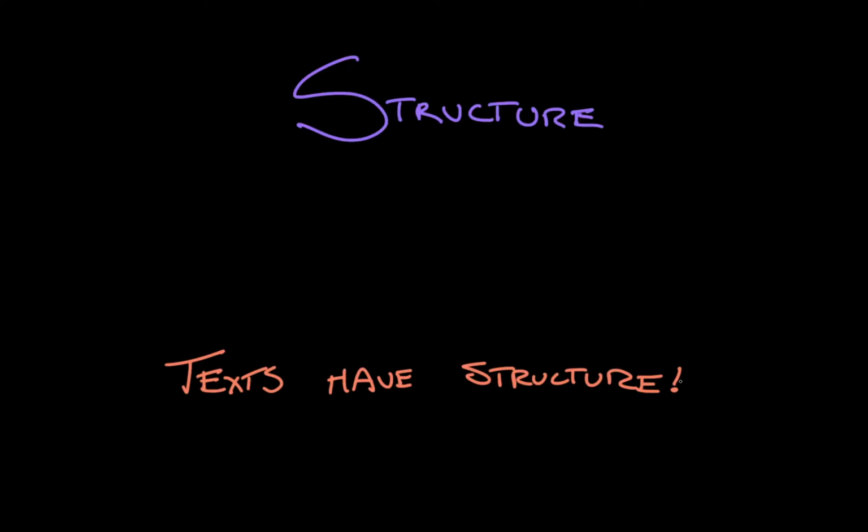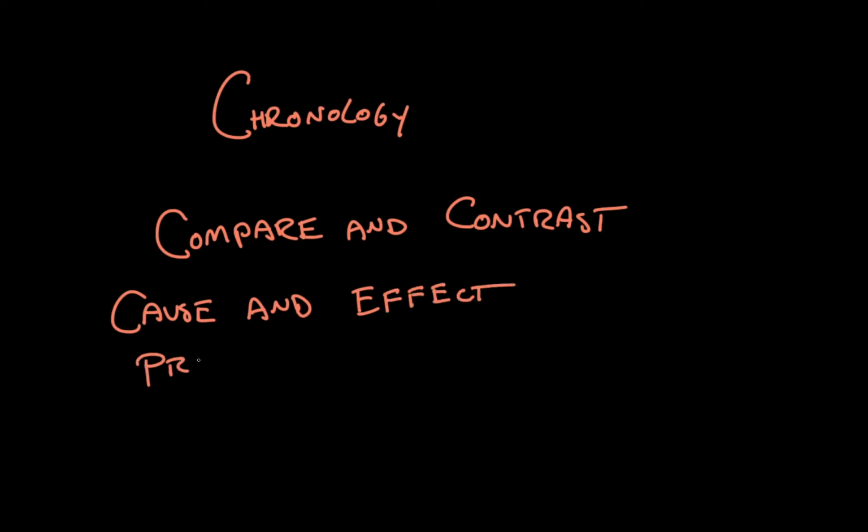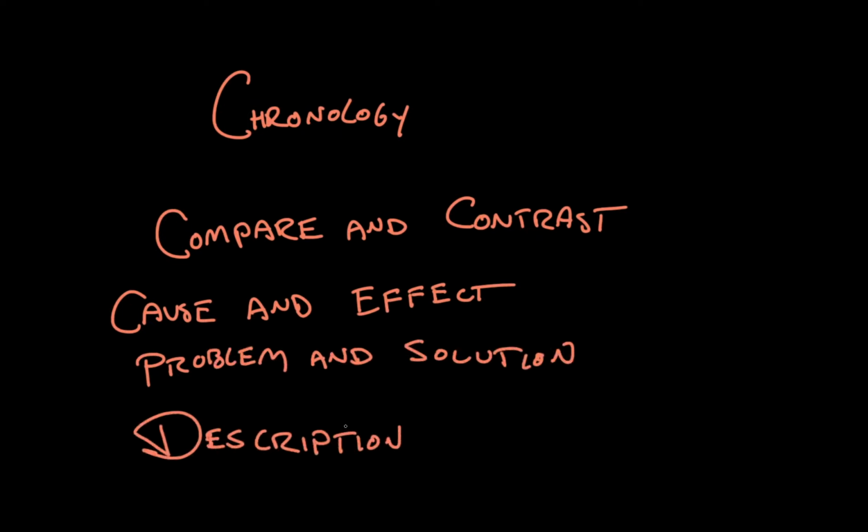Now, there are many ways to structure a piece of writing, but today I want to talk about 5. Chronology, compare and contrast, cause and effect, problem and solution, and description. Let's talk about each one in turn, using the medium of one of my favorite foods, pizza. I recognize that's a really weird-looking pizza, but you can learn anything. I'm going to get better at it before this video is over.